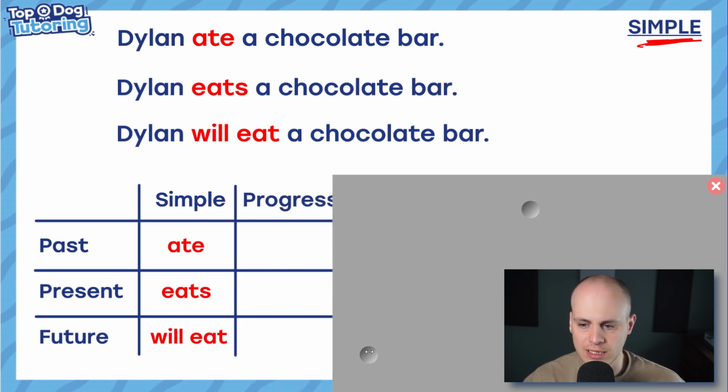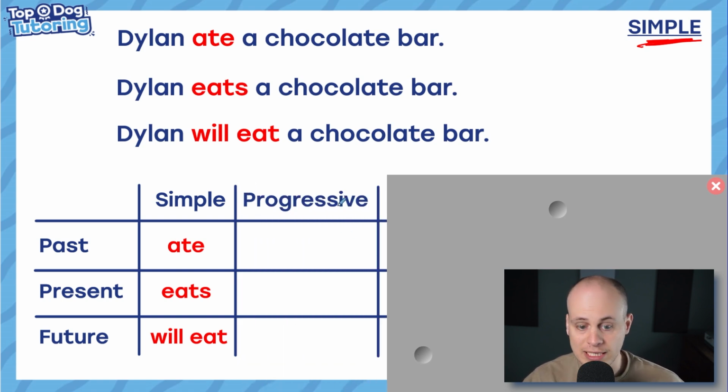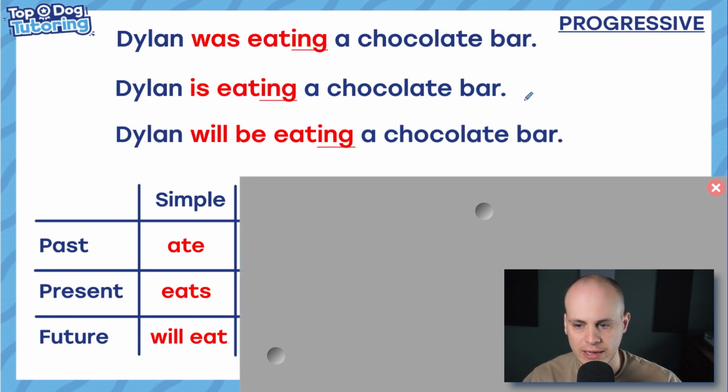Next up, on the next slide, we're going to look at the progressive version of this tense. So we're going to start getting to the stuff that people find trickier now. So the progressive version of this tense, there's a simple rule to help you learn the progressive, which is this. You must use the verb and it must have ing on the end. Okay, so think of the verb eat, it becomes eating. But you might be thinking, it doesn't make sense if I say Dylan eating a chocolate bar, does it?